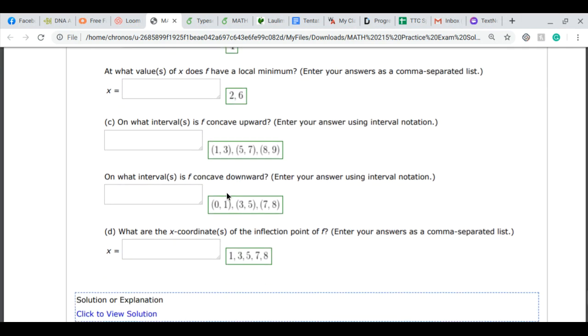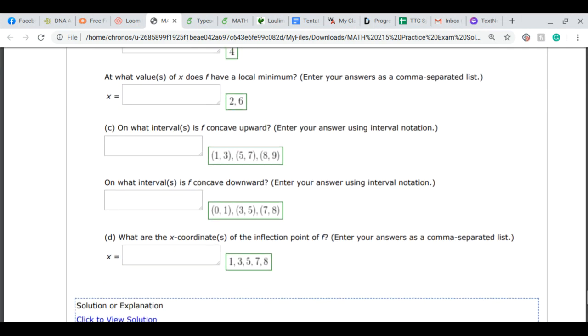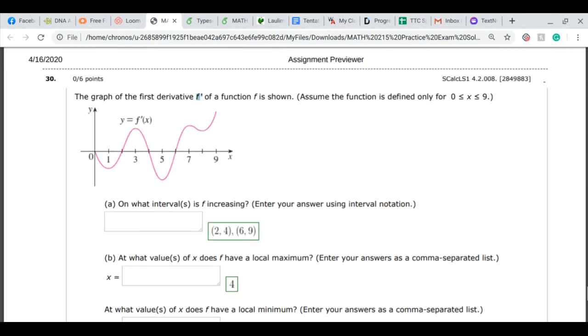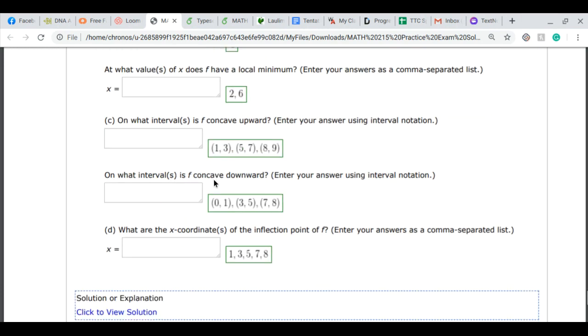On what intervals is f concave downward? 0 to 1, 3 to 5, 7 to 8. So all the complementary intervals. 0 to 1, f prime is decreasing. 3 to 5, f prime is decreasing. 7 to 8, f prime is decreasing.